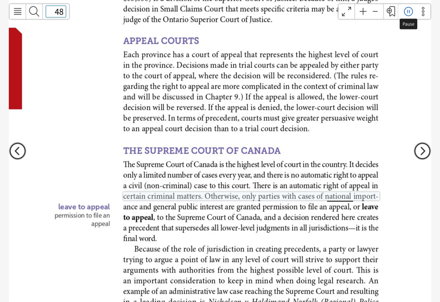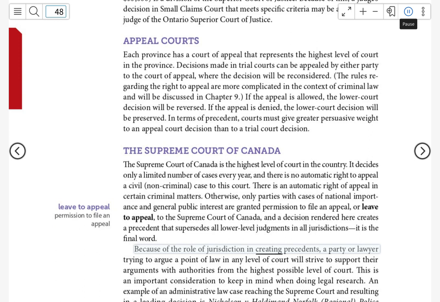Otherwise, only parties with cases of national importance and general public interest are granted permission to file an appeal, or leave to appeal, to the Supreme Court of Canada, and a decision rendered here creates a precedent that supersedes all lower-level judgments in all jurisdictions. It is the final word.